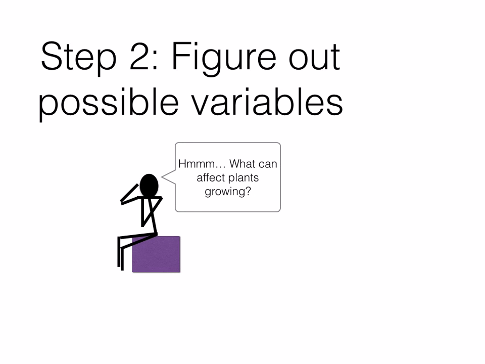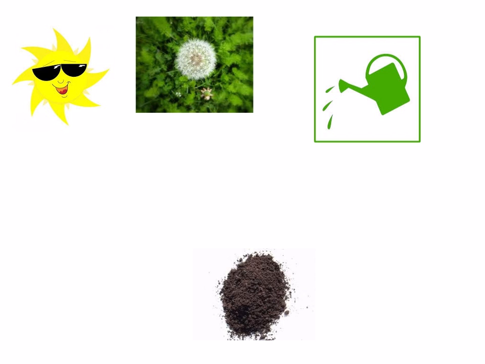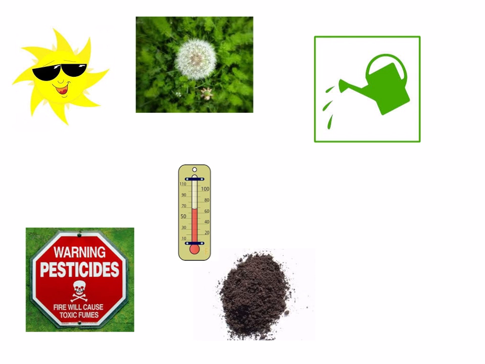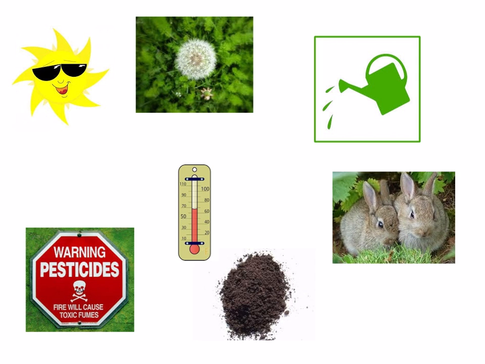So I sit and ponder, what can affect plants growing? So think for a second, what can make plants grow differently? You have sun, different amounts of sun. You can have different amounts of water. You can have proximity to weeds or other plants. Your soil type, temperature outside, the use or disuse of pesticides, and maybe even perhaps if there are rabbits in the area that can access your plants. Okay, these are all things that could affect how well your plants grow into strong and healthy plants.